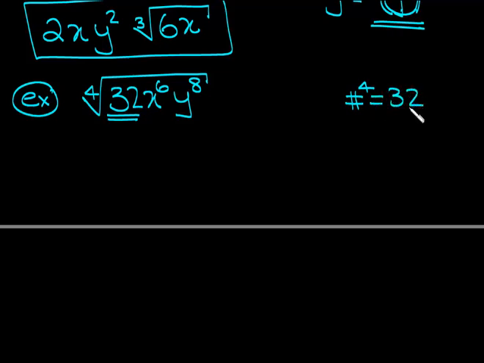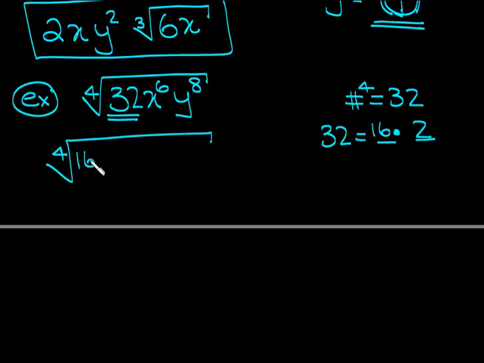So then we ask ourselves, can I take 32 and write it as a product of two numbers where one of them is a perfect fourth power? In this case, it's going to be 16 times 2, because the fourth root of 16 is 2, so that works. So the fourth root of 32 becomes the fourth root of 16 times 2. We took care of that number. Now let's worry about the variables.